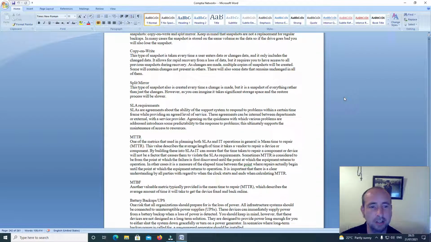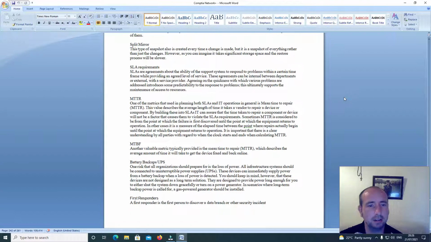Copy on write. This type of snapshot is taken every time a user enters data or changes data. It only includes the changed data. It allows for rapid recovery from loss of data, but it requires you to have access to all previous snapshots during recovery. As changes are made, multiple copies of snapshots will be created. Some will contain changes not present in others. There will also be some data that remains unchanged in all of them.